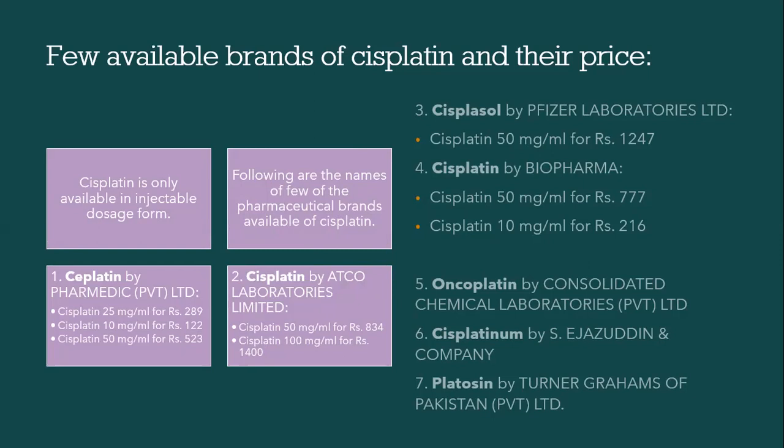Few other options include Cisplasol by Pfizer Laboratories, 50 milligram vial for rupees 1247. Their price is highest among all the available brands of cisplatin. Others are Cisplatin by Biopharma, Oncoplatin by Consolidated Chemical Laboratories, Cisplatin by S. Ijazuddin and Company, and Platocene by Turner Grahams of Pakistan Private Limited. There are many more brands available, but here I have only included the names of few among them.